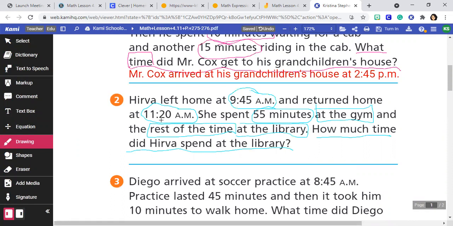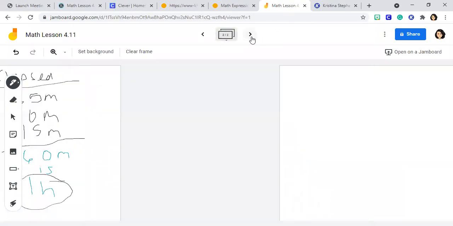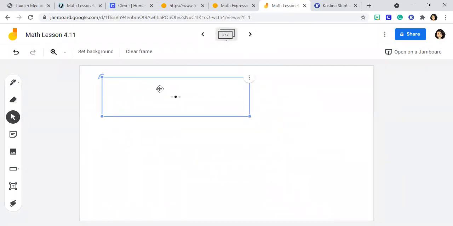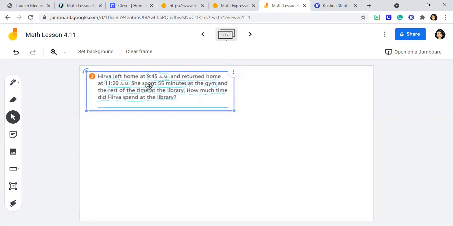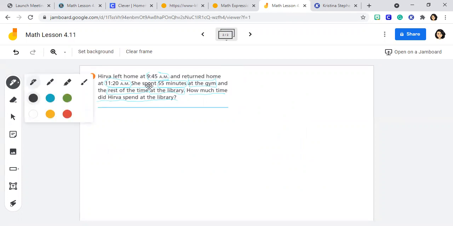Okay. Well, I'm going to do just like I did in the last one. I'm going to snip this problem out and I'm going to put it on a Jamboard for me to do my work with a little bit more space. That is definitely not enough space for me. Okay, so I know that she left home at 9:45 and she returned home at 11:20 a.m. Well, how much time was she gone? I don't know how much time had elapsed.